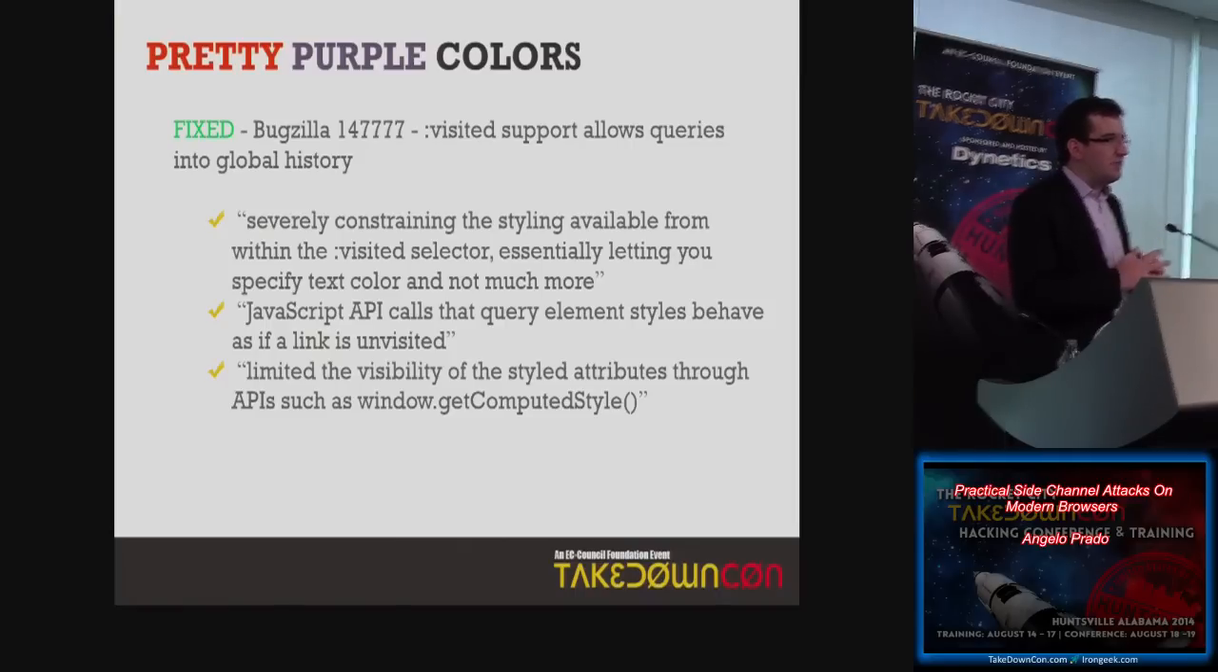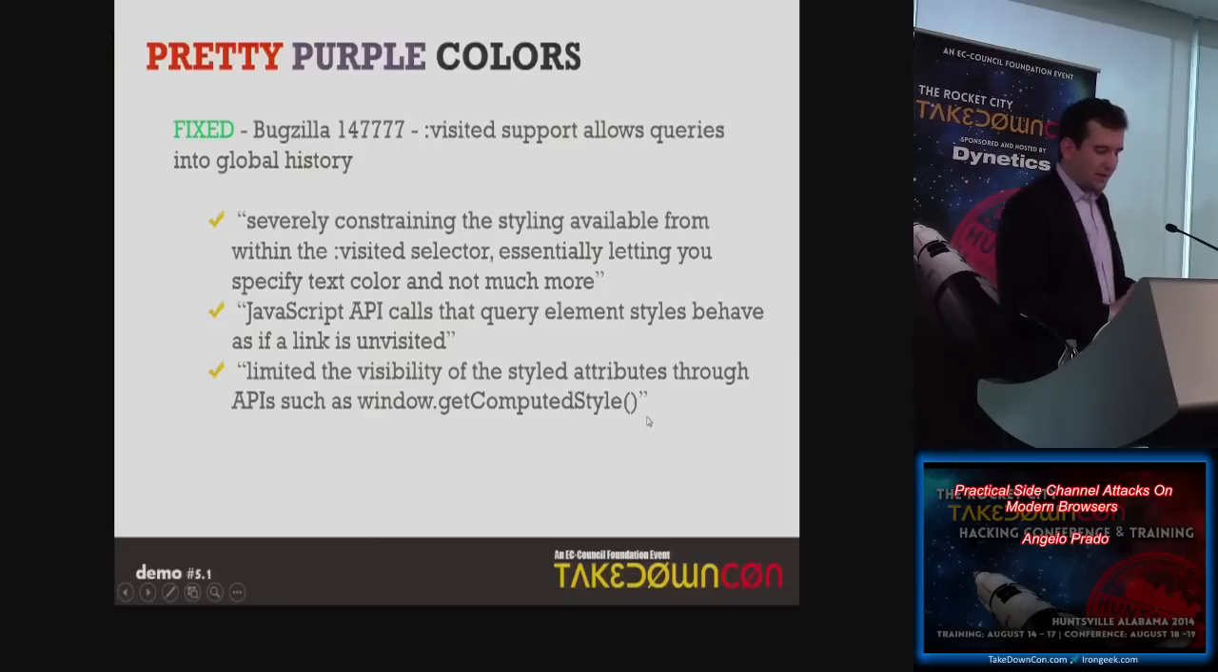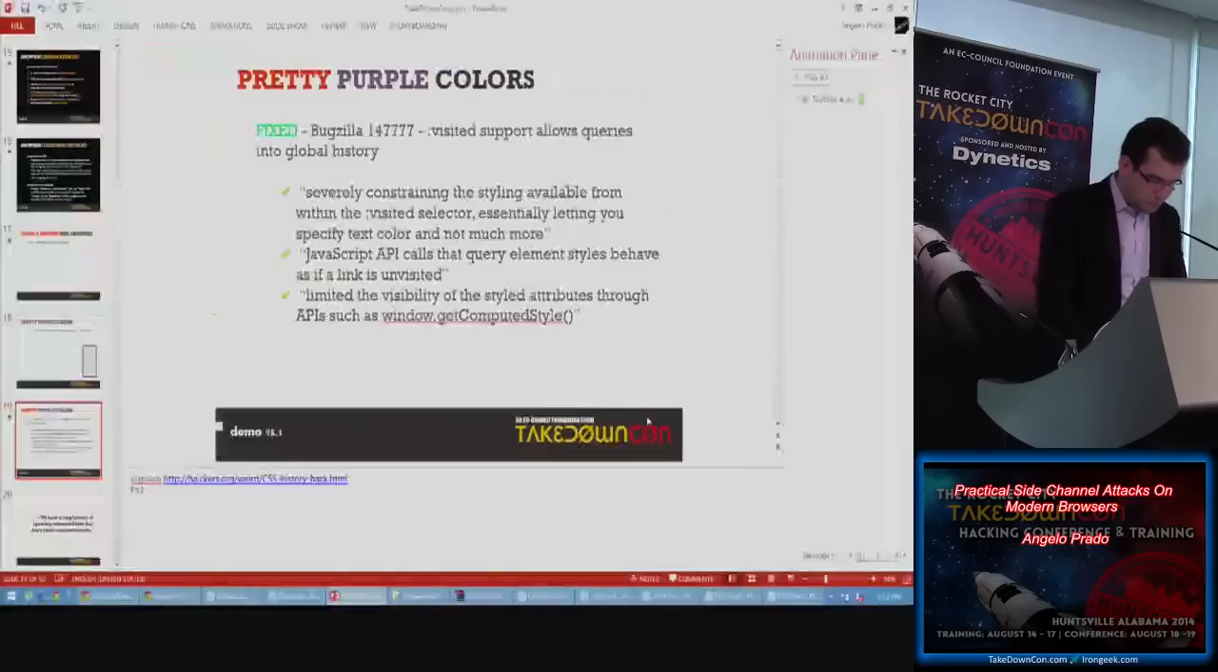And you cannot do anything fancy, because otherwise people will know. Well, we're just going to do CSS animations. We're going to border the links and make them spin around the page in 360, and then we're going to time how long the page takes to load. They took away all of that, so that no longer works. They limited the visibility of the style attributes through APIs like getComputedStyle, so you cannot get any details on the color of the attribute.